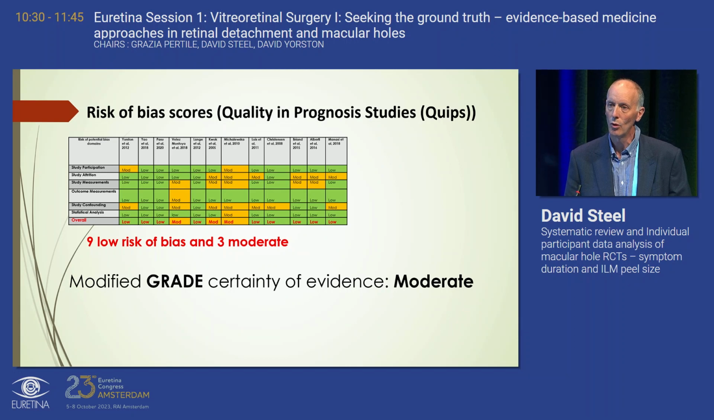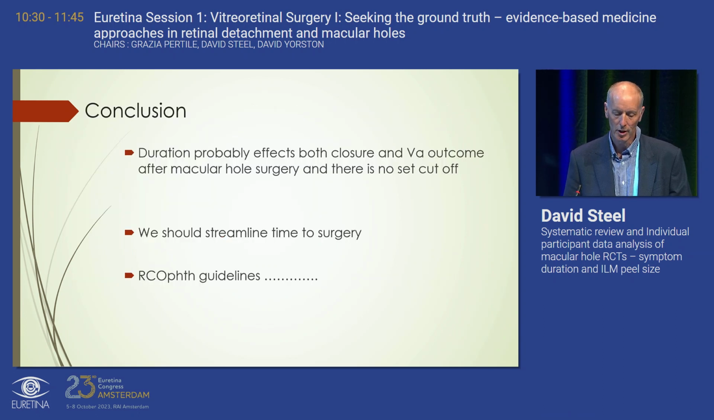The risk of bias scores were mixed, some low and some moderate, so we graded the evidence as moderate overall, so we were moderately certain. So in conclusion, duration probably affects both closure and visual acuity outcome, but there's no set cutoff point. But we should certainly streamline surgery, and we're hoping to include this in the currently being put together Royal College and New Retina guidelines on macular hole surgery, some recommendations on timing of surgery, which will hopefully be applicable across Europe and the UK.